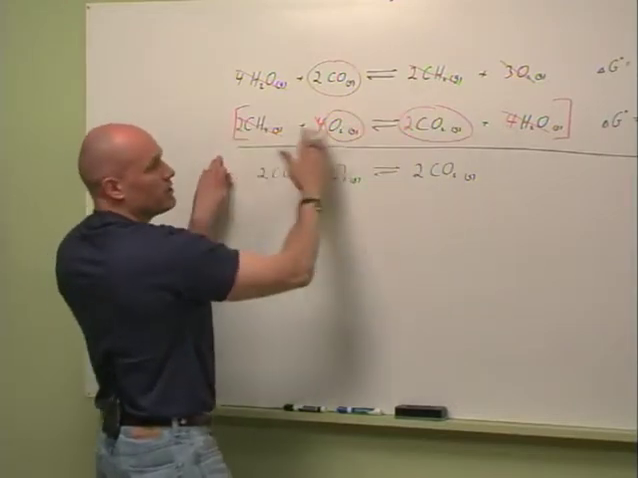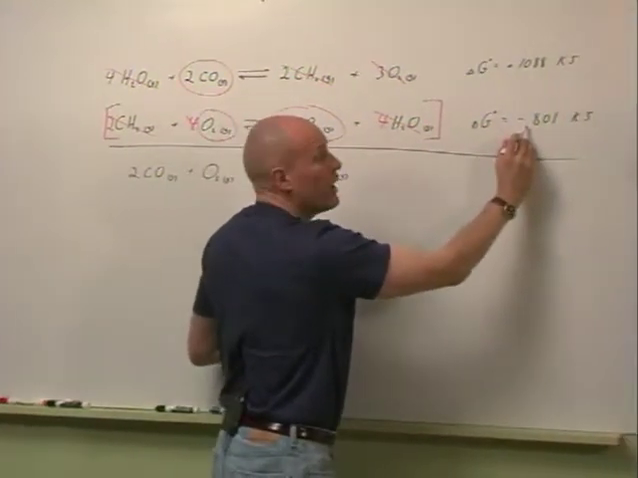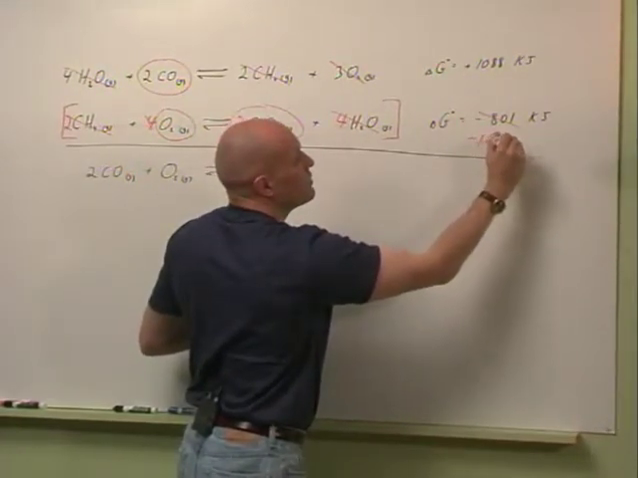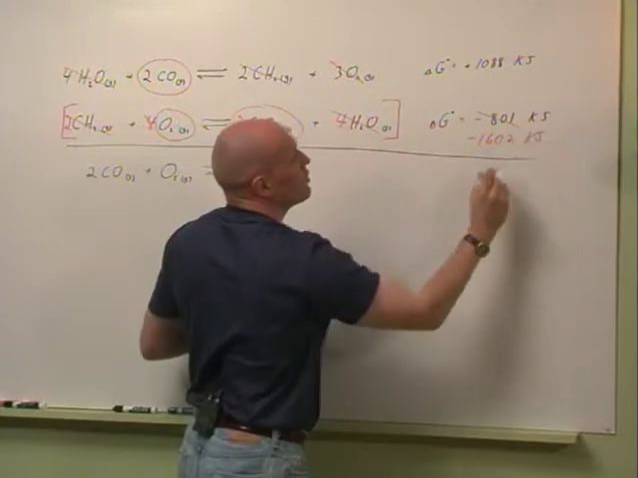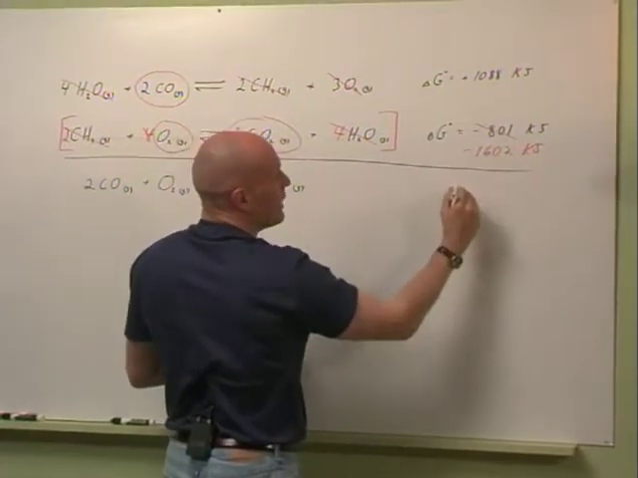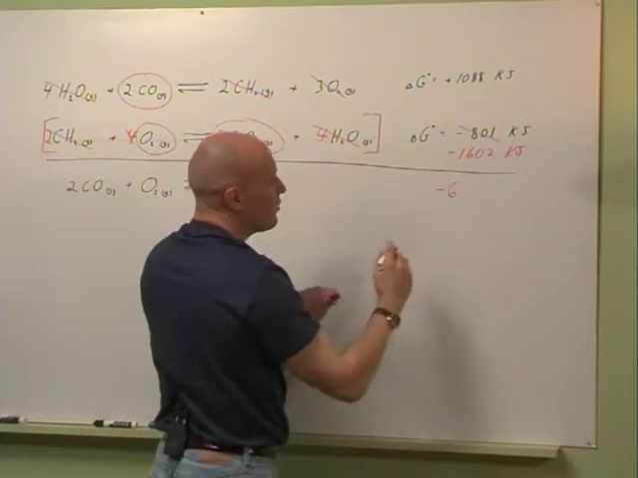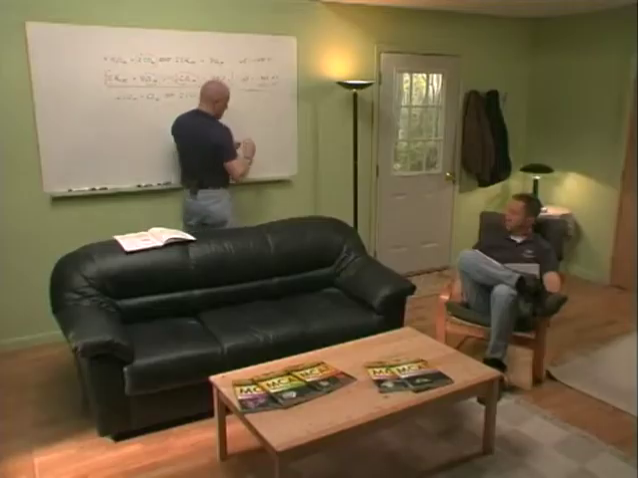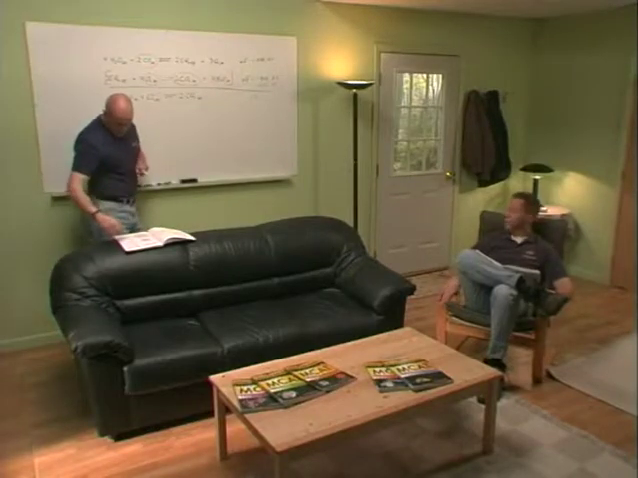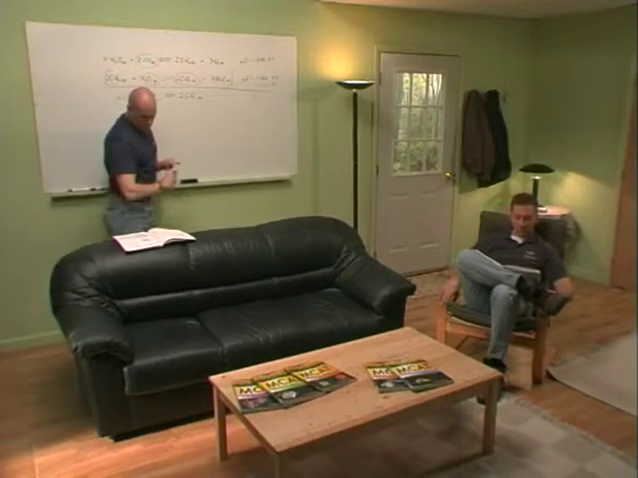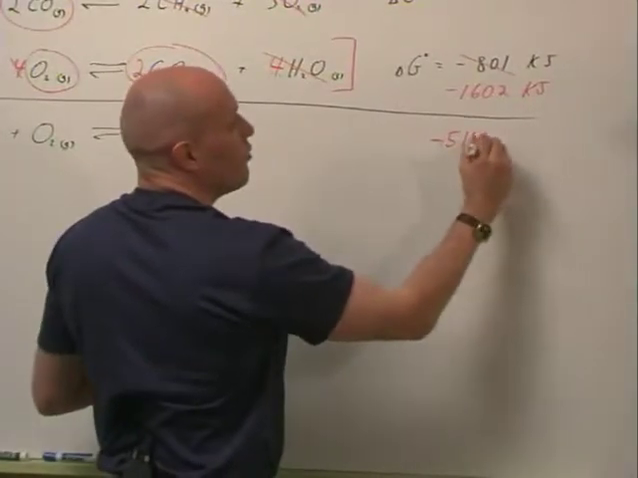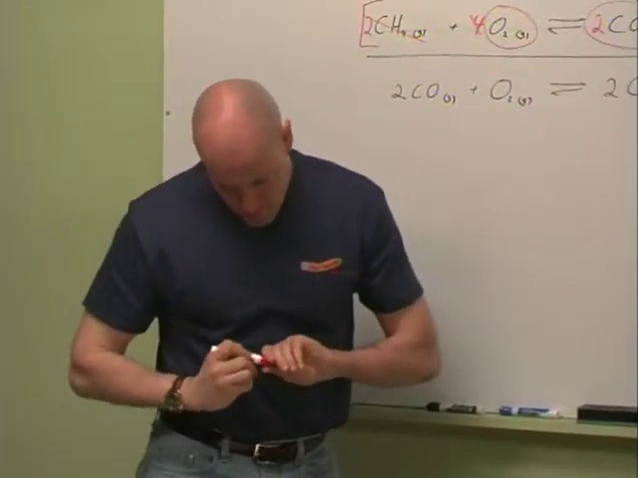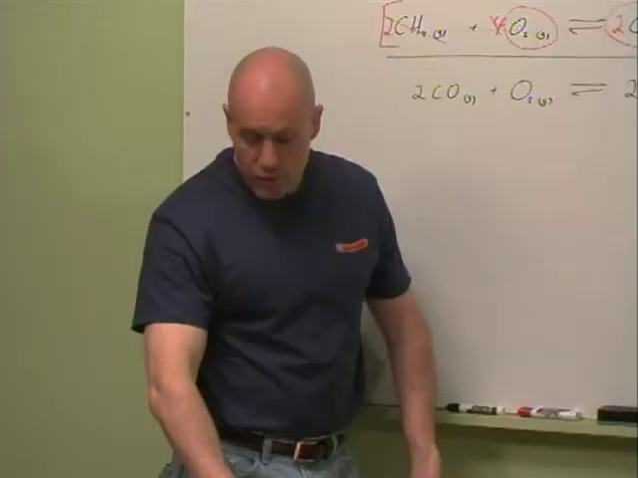Now when I multiply by 2 here, I need to multiply the delta G by 2. So what I have is negative 1602 kilojoules. I add these 2 together and I get approximately negative 5 something. So I won't do the math, but it's negative 5 something. I look at 500 something. Answer B. Yep. Answer choice B, negative 514 kilojoules. Okay. All right, question 54.